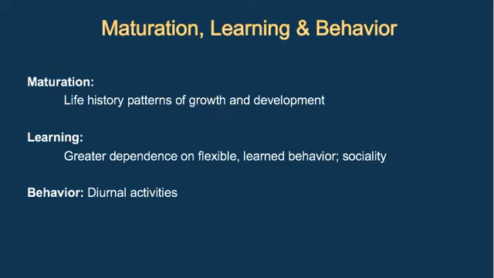In terms of maturation, learning, and behavior, that large brain leads to different patterns of growth and development. So we tend to mature slower. It takes a longer time to build that large, complex brain. We have more of a dependence on learning. So we have more flexible and learned behavior, more complex social behaviors. Basically, it takes a long time for a primate to learn how to become a primate from a behavioral standpoint.